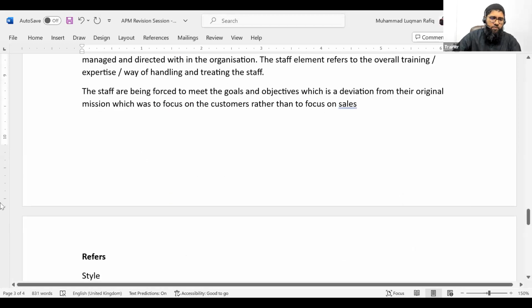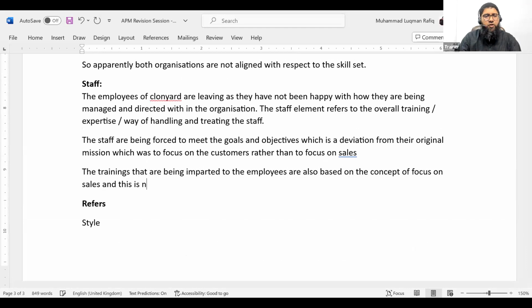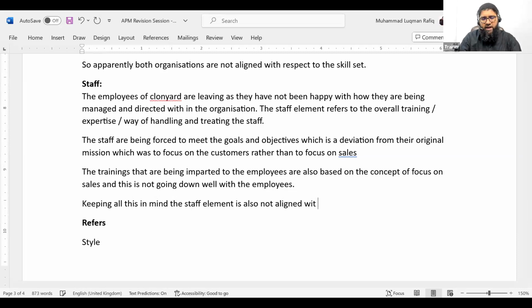The trainings that are being imparted to the employees are also based on the concept of focus on sales, and this is not going down well with the employees. Keeping all this in mind, the staff element is also not aligned well between both the organizations.